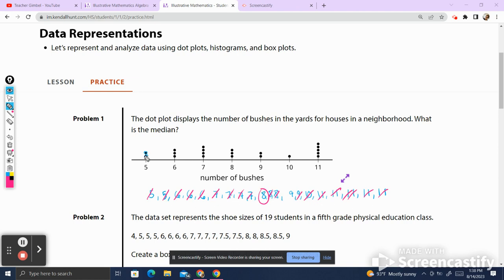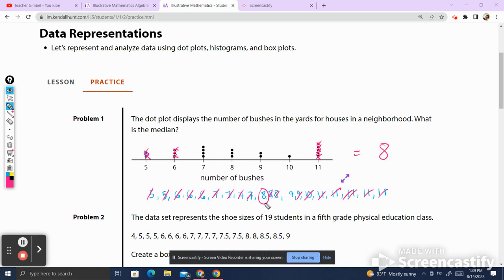Now, if you didn't want to sit and write out all of the numbers in order, you can actually do the same thing with the dots. I cross out a 5 here, so I cross out an 11 over there. I cross out another 5, I cross out another 11. I cross out a 6, I cross out an 11. A second 6, a second 11. Doing it this way will also get you to that number in the middle. So the answer to that question is the median is 8.